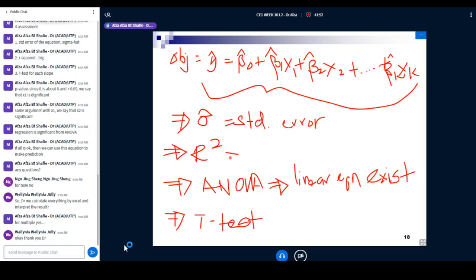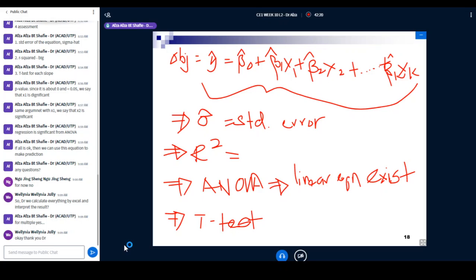The reason why is because if I get a value of r squared that is small, meaning less than 0.5, then there is no point looking at the rest. Once I'm happy with the r squared, then only I look at the ANOVA. Beta 1 equals beta 2 equals beta 3 up to beta k equals 0, and at least one of them is not equal to 0.